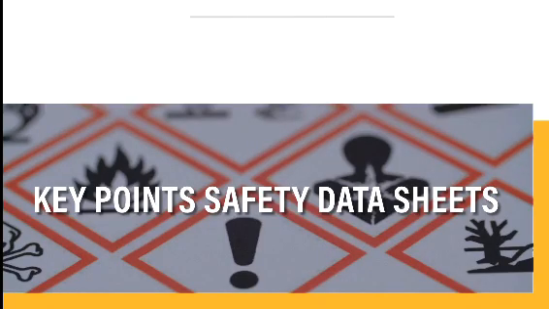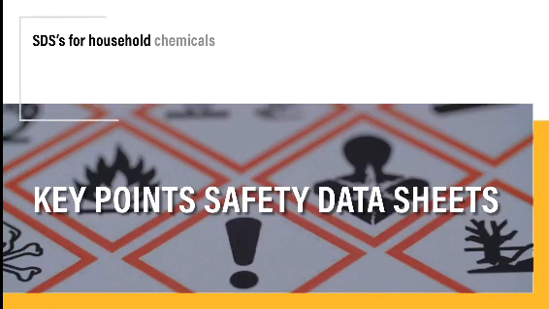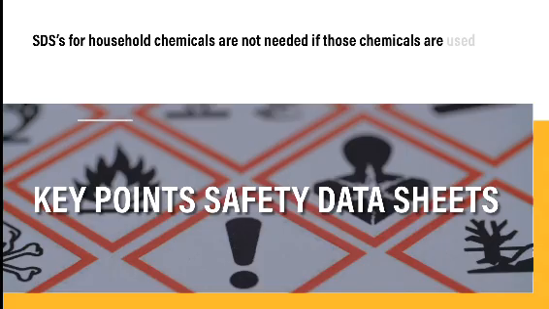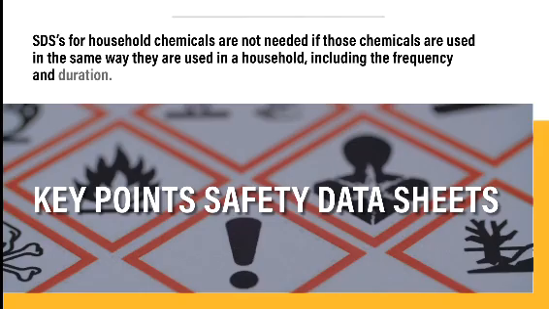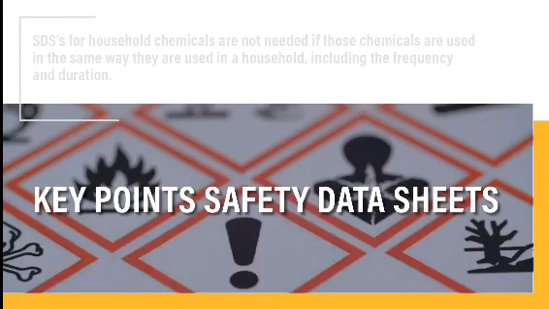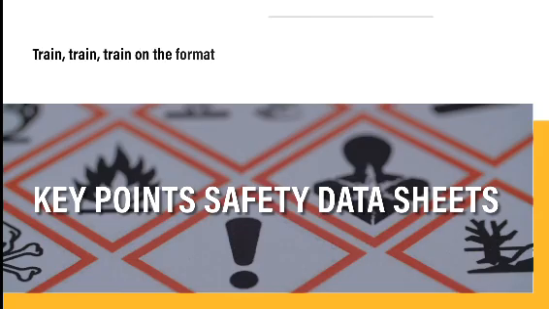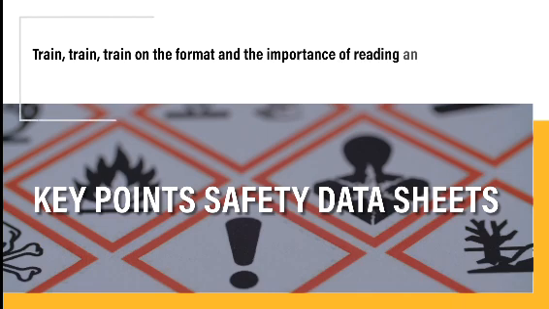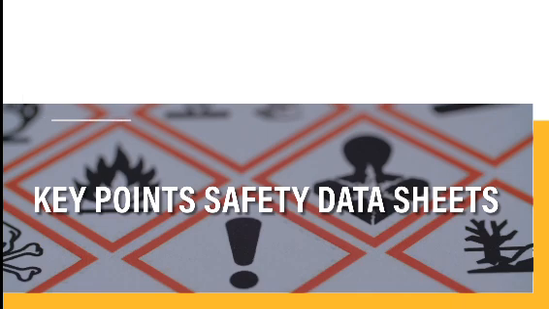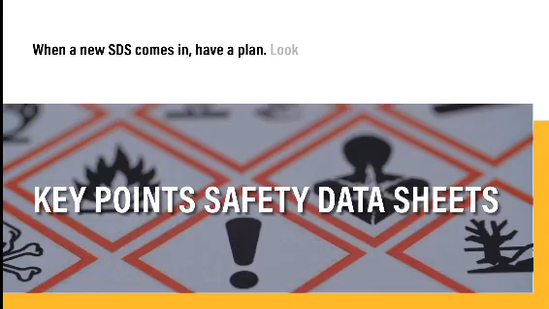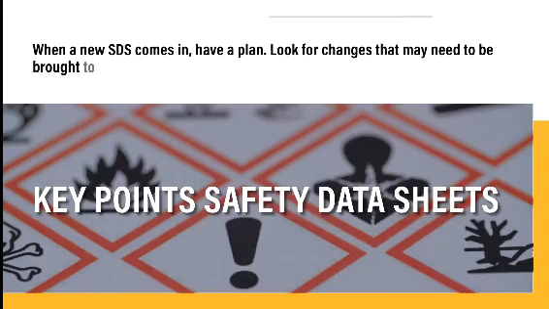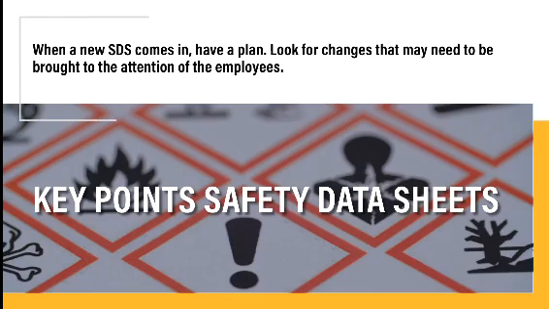There are some key points to keep in mind regarding safety data sheets. SDSs for household chemicals are not needed if those chemicals are used in the same way they are used in a household, including the frequency and duration. Assign a person to keep your safety data sheets up to date. Train, train, train on the format and the importance of reading a safety data sheet. When a new safety data sheet comes in, have a plan. Look for changes that may need to be brought to the attention of the employees.